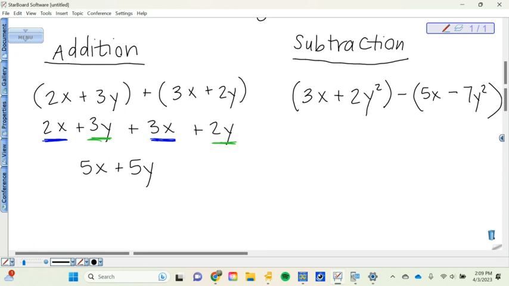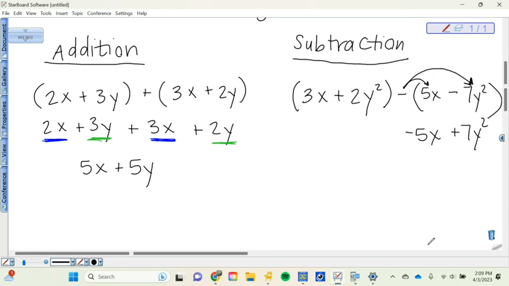So Jocelyn, what's the first step when we have to subtract? You have to move the subtraction into the second polynomial. Yeah, I have to distribute this negative sign. 5x negative and negative 7y to the second positive. So I have to distribute this minus sign. So it's minus 5x minus negative 7y squared, which makes it positive. Do I have to do anything to the first polynomial?